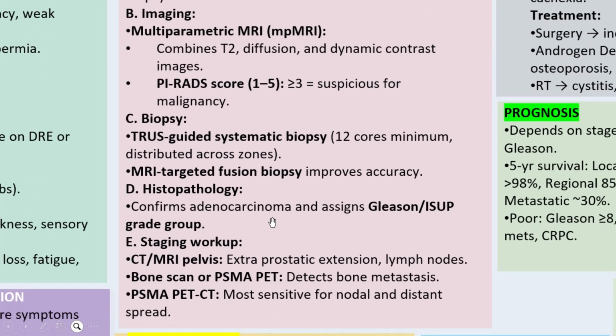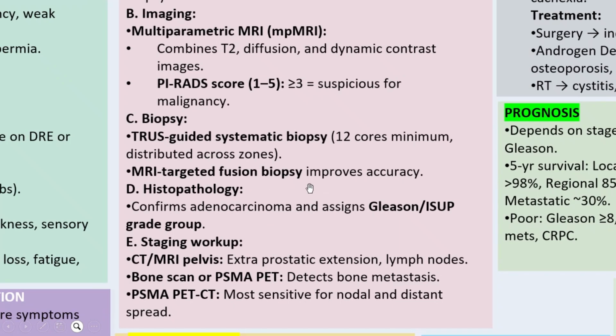Then we have the MRI targeted fusion biopsy, where we do a biopsy basically under MRI, and this is going to improve the accuracy. Then we do the histopathology to confirm adenocarcinoma, and we assign the Gleason or the ISUP grade group. Then we do the staging and workup. Then we can do CT and MRI to see if we have extraprostatic extension. If we have lymph nodes, we can do bone scans to detect bone metastasis. Then we can do the PET-CT, which is sensitive for nodal and distant spread.